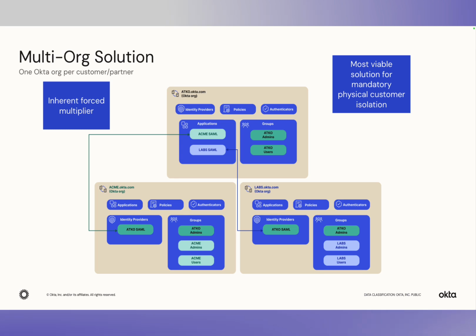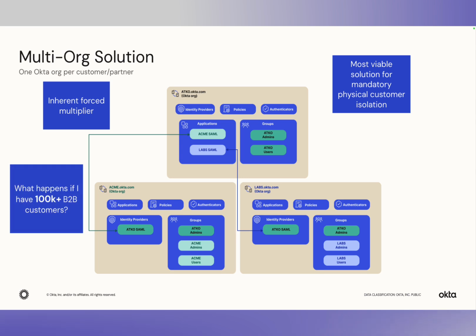And one call out here is, right now I only have 2 child organizations connected to the parent one. However, in the event that I have 100,000 B2B customers, so 100,000 Acme and Labs, how does this scale? The amount of overhead associated with this is mind-boggling when it comes down to the number of groups, applications, policies, authenticators. Essentially, all the resources contained within the Okta org itself would be multiplied.